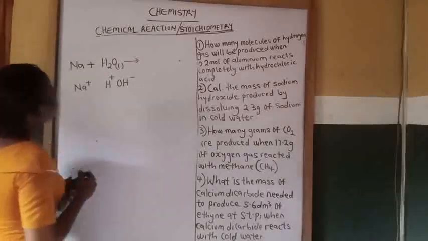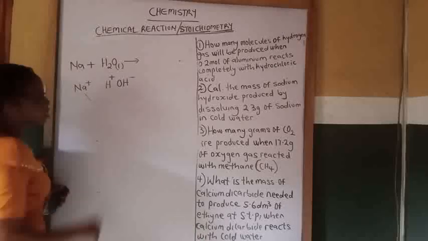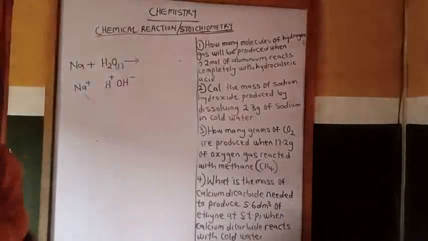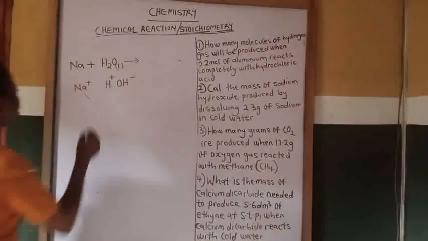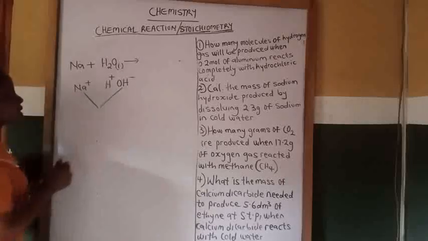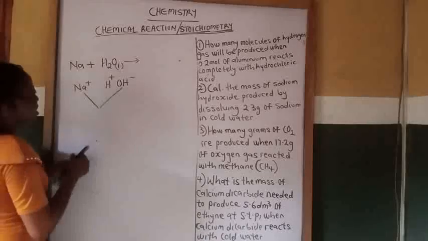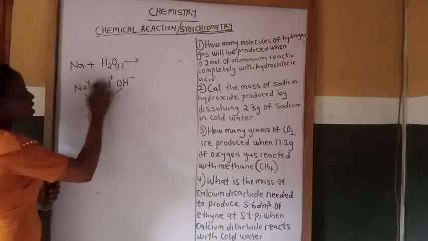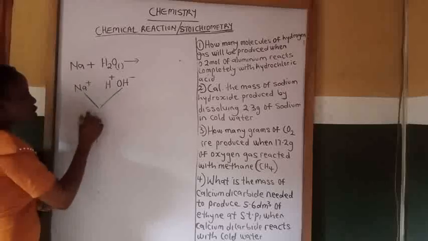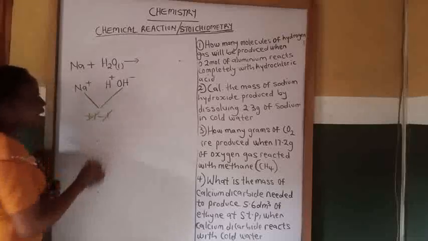Now, what will be our product? We take the positive from the first reactant particle and we react it with the negative from the second reactant particle. The positive here is +1. Don't forget that the charges must neutralize each other. The charge on this one is +1, then the charge on this one is -1, so +1 will neutralize -1.